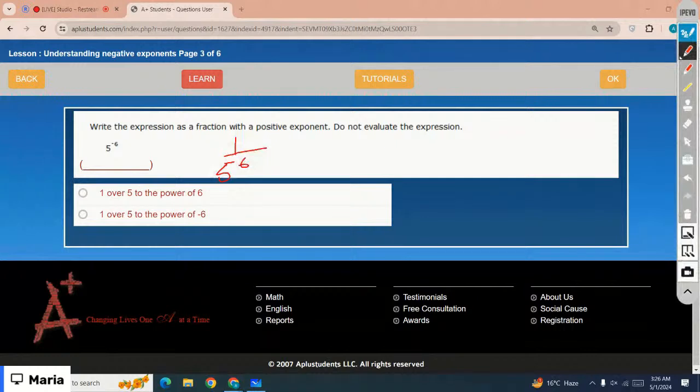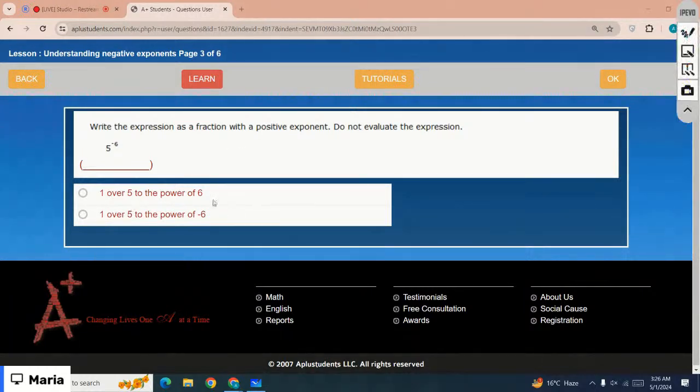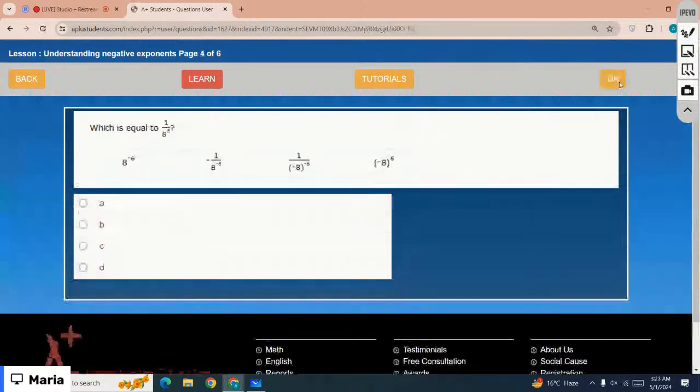The simple rule is, if you have the exponent written in the numerator with a negative sign, you can write it in the denominator with a positive sign. So that would be the first one, 1 over 5 to the power of 6. You can make it positive by writing it in the denominator, which is equal to 1 over 8 exponent 6, which is the correct option.